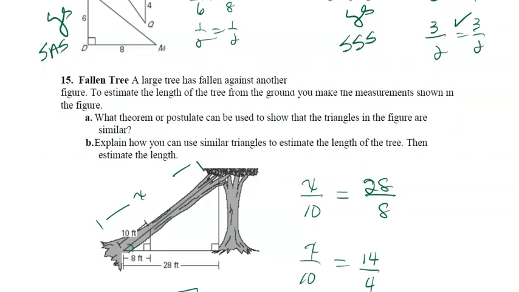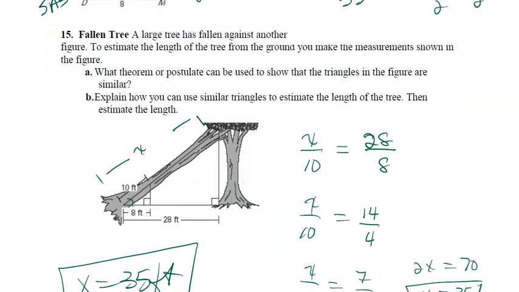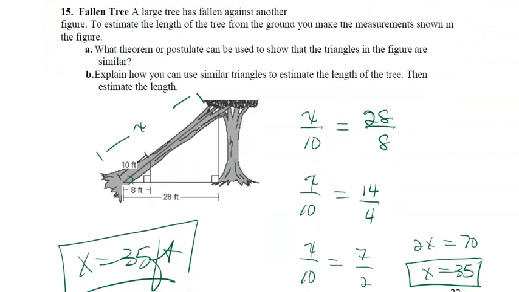Okay, this I had done in class, so I'll do this again. Okay, here's your fallen tree example. So when you look at this, this is the little triangle here. This is the big triangle here. They both have right angles in common, and they both have this, what they call a toe angle in common. So let's do our proportions.